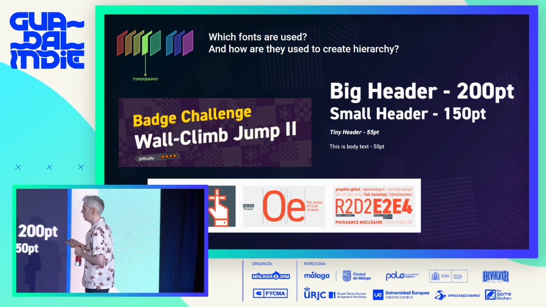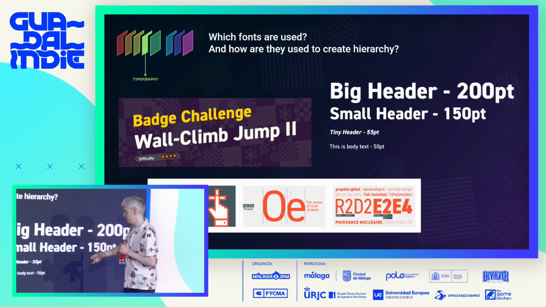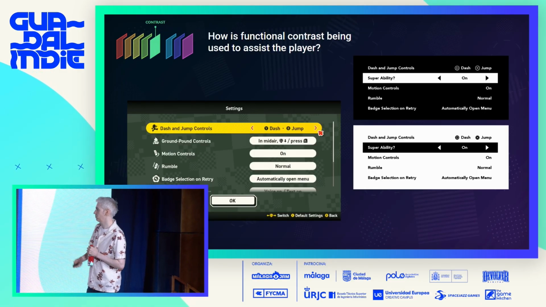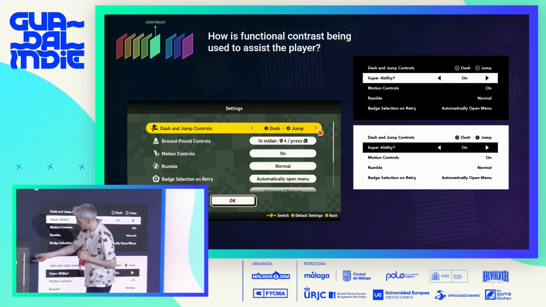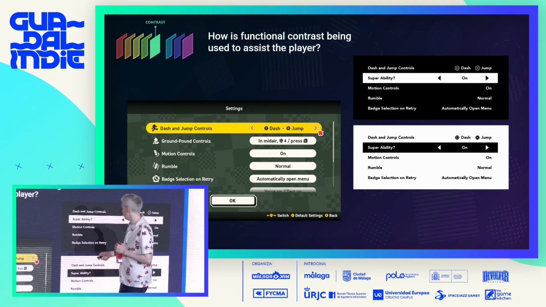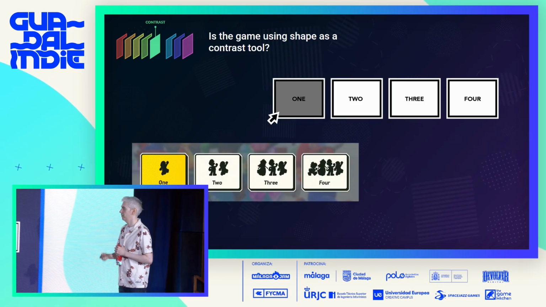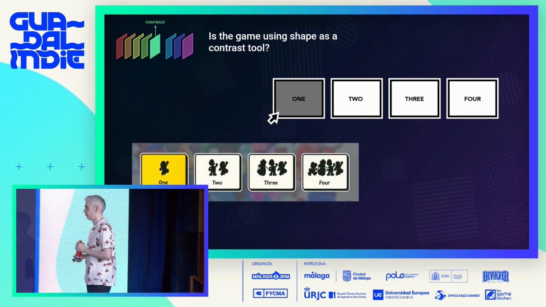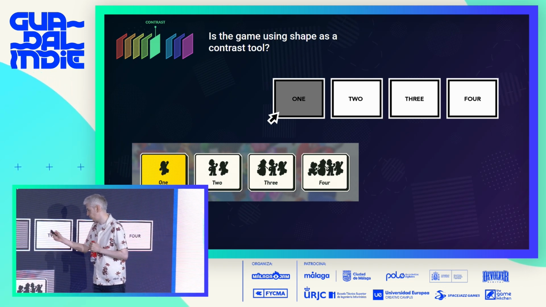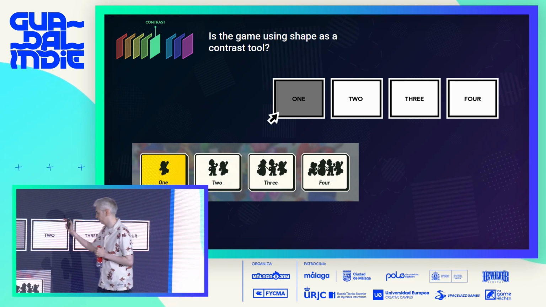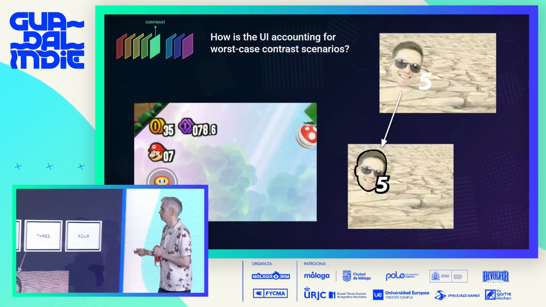Which fonts are used and how are they used to create hierarchy? Which fonts have they used in the game, and where are they used? How is functional contrast being used to assist the player? Have they got a little icon indicating where the player is looking? Have they used something really bright to show you? Is the game using shape as a contrast tool? Have they used shape to show you which things are different? Like the arrow there, is it pointing to the thing you've selected?